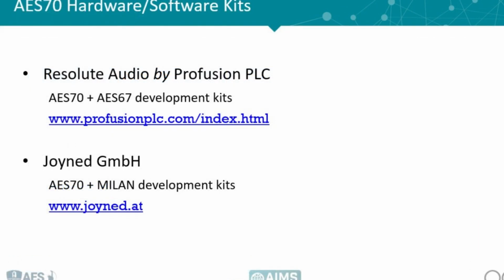These are hardware and software kits. Resolute Audio, by a company called Profusion in England, produces a board and a controller that you can buy and license that implement AES70 and AES67. And this company called Jointed produces a similar thing that implements AES70 in Milan, and you can use that as a proof of concept or as a reference design for hardware or whatever. So those are available, obviously not free.